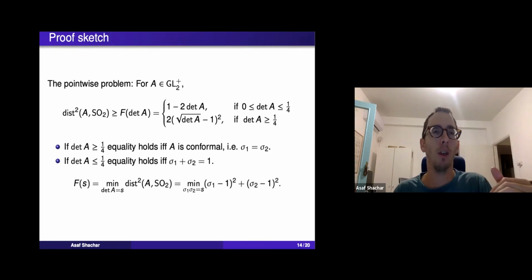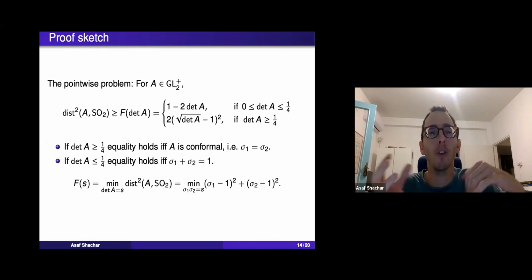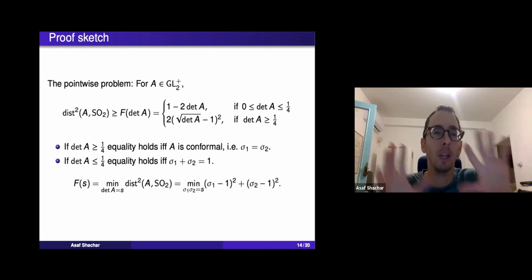And it turns out that for this pointwise problem, you have an equality. So the distance of A from SO2 is greater or equal than f of the determinant of A. And if the determinant of A is greater or equal than a quarter, then equality holds if and only if A is the conformal matrix, so sigma 1 equals sigma 2. And when the determinant is less than a quarter, then equality holds if and only if the sum of singular values is 1. Okay, so now I want us to have intuition for why there is a phase transition, why we expect a phase transition here when the ratio of areas becomes sufficiently small.